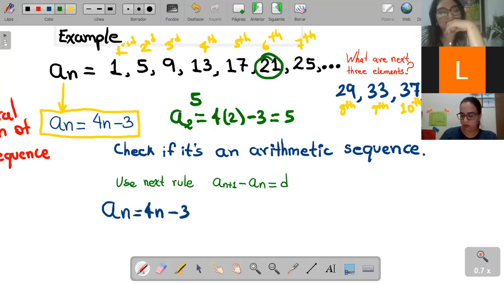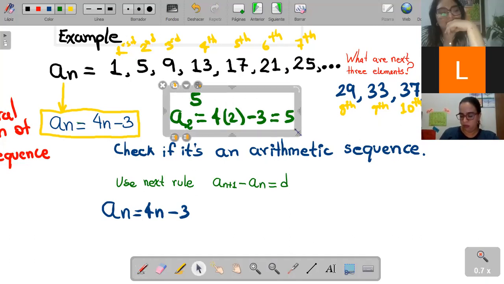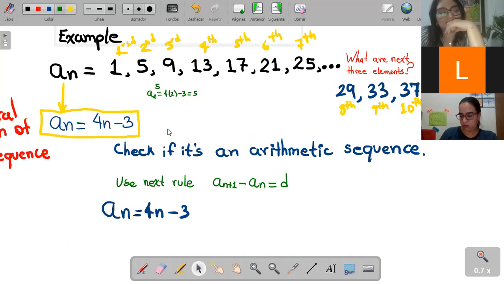What happens with the 6th? Try it with the 6th, and you're going to see that this works. What if I want the 6th term? So a_6, which is the 6th term of the sequence. To get this one, all you have to do is multiply 4 times the 6th position and discover that value. So 4 times 6 is 24, minus 3 is 21, so it's the number.